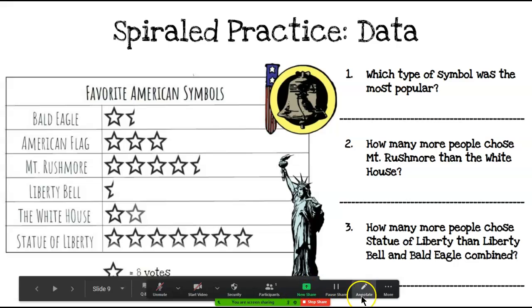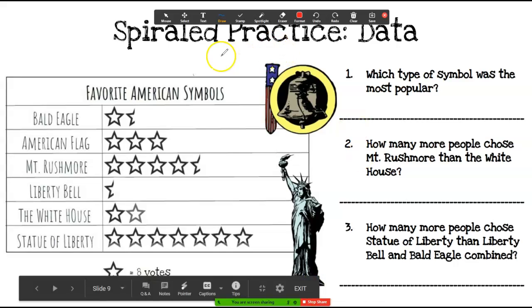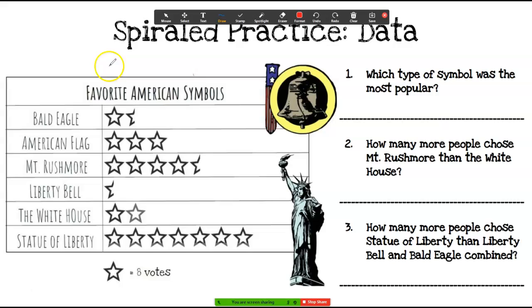We're also reviewing graphs this week. We have a spiral practice of data, and we have our favorite American symbols. We have a bald eagle, American flag, Mount Rushmore, Liberty Bell, the White House, and the Statue of Liberty. Notice down here at the bottom we have our key, which we always circle. That means every star is 8 votes. So I know that these whole stars are 8.